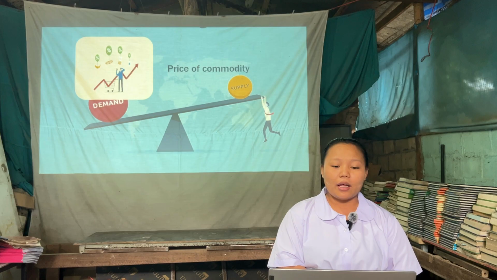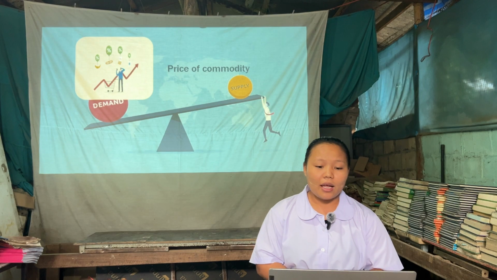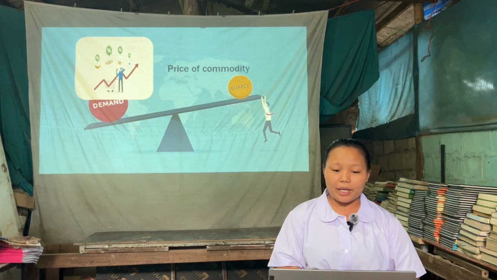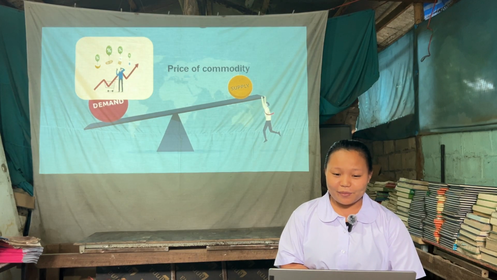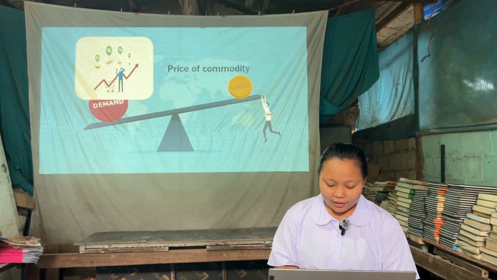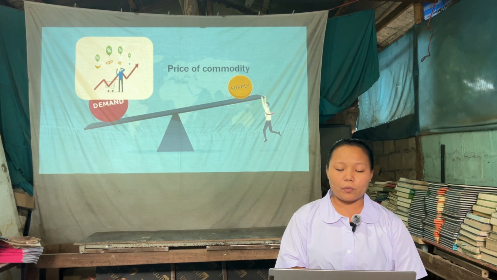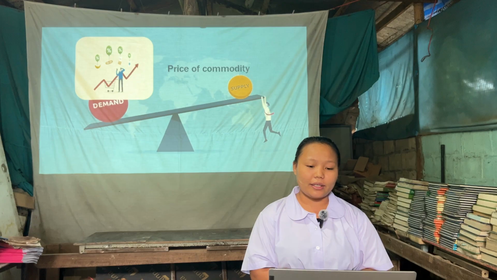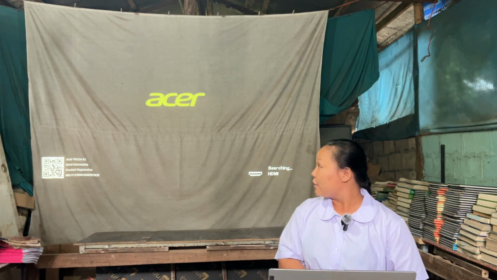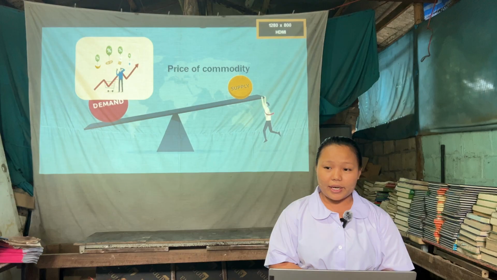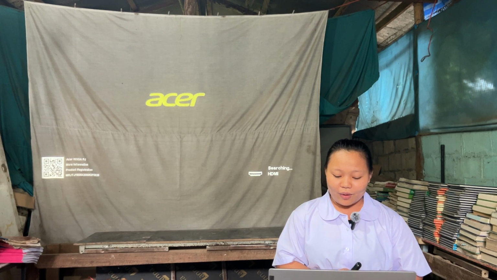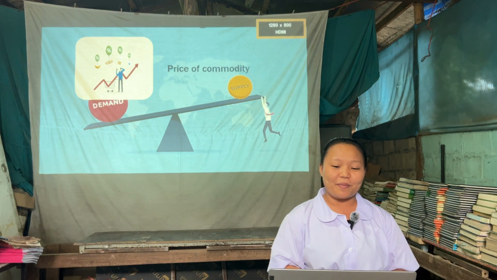Determinants of demand, or factors that influence demand, are factors that affect how much people want to buy. There are 6 factors. The first factor is the price of the commodity. When the price is increased, people buy less, but when the price is decreased, people buy more.